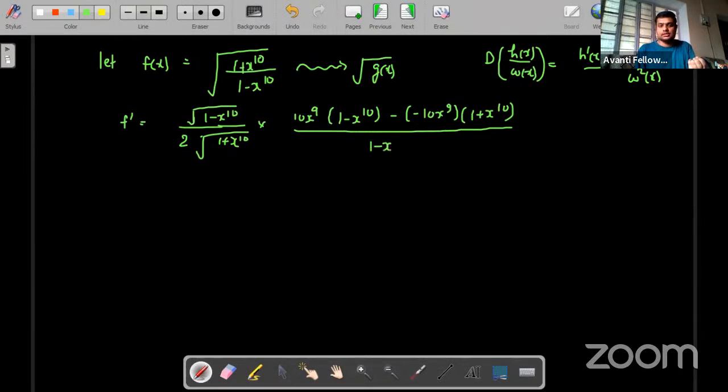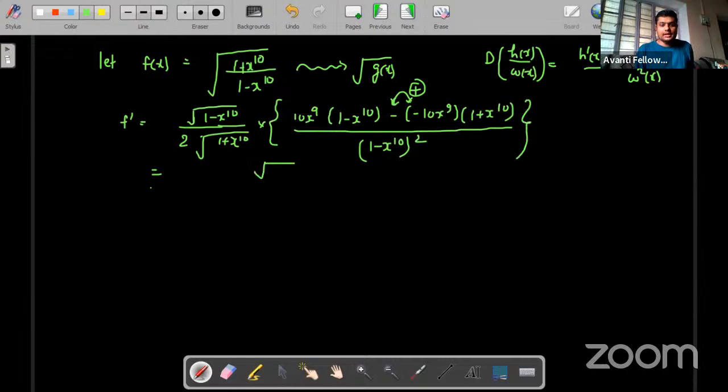So (1 minus x to the power 10) to the whole square. This will be my f dash x. Now I have to simplify this. So what will happen? Now here you can see minus and minus will be plus. This and this minus will become plus. Okay, this is in bracket.